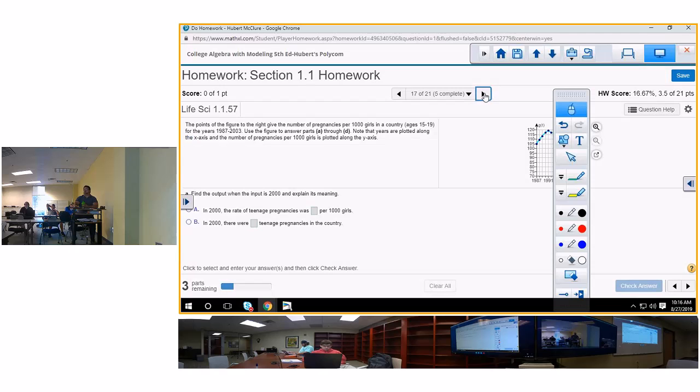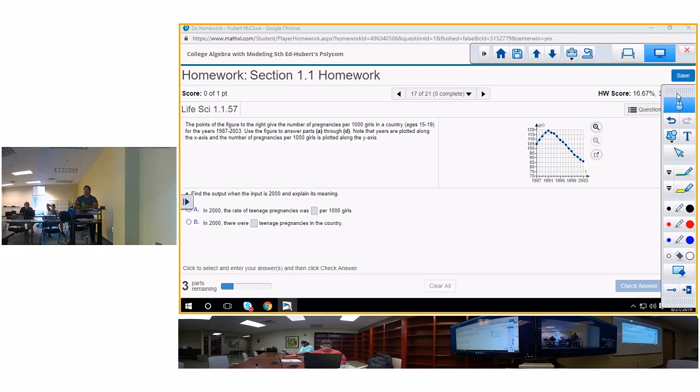I want to get to the actual, let me see what this one says. I'm trying to show you what I look at when I make a test. I'm not looking for confusing questions, and I hate A through Z. Those are useless. A through D is about as far as I'll go. If you get an A through G, you can forget that as a test. But anyway, find the output when the input is 2000. Explain its meaning. 2000 is right in here.